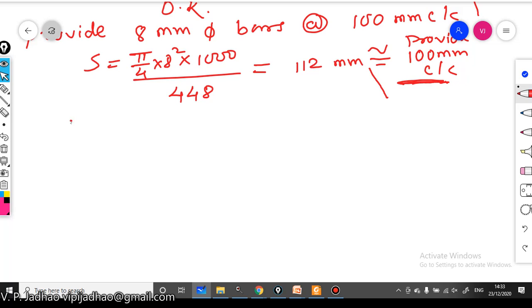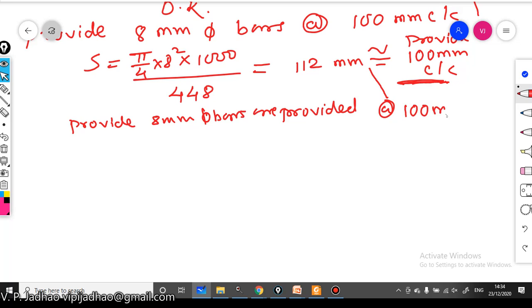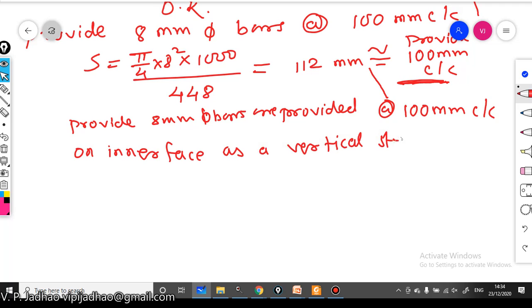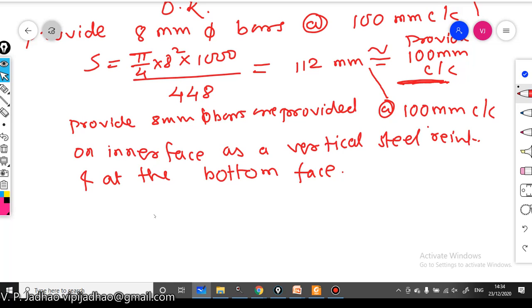Okay, so these bars, 8 mm phi bars, are provided at 100 mm center to center on the inner face, as vertical steel reinforcement at the bottom face. Now we have to check for the development length.